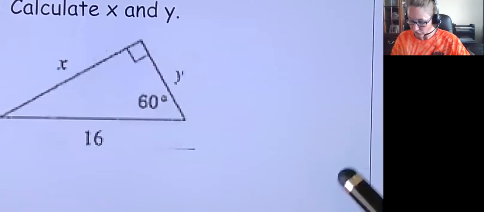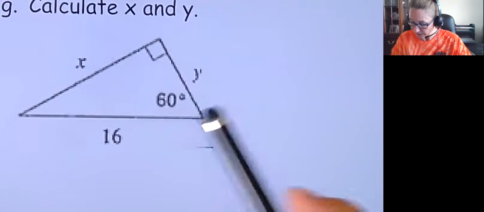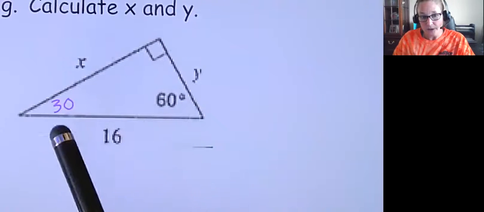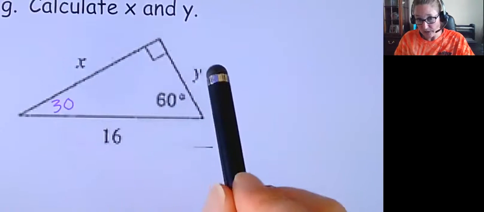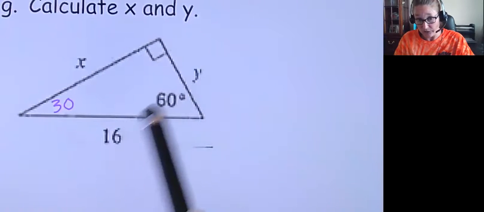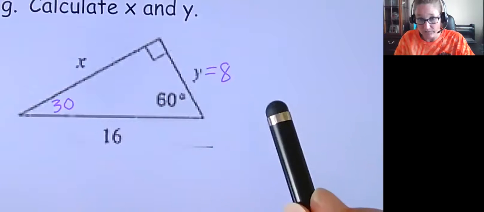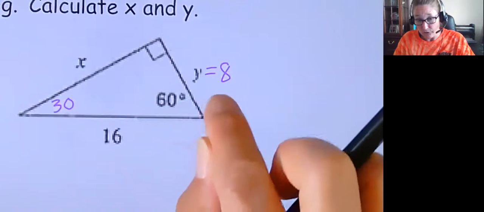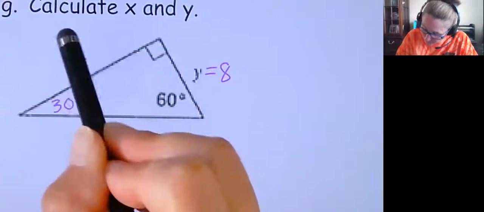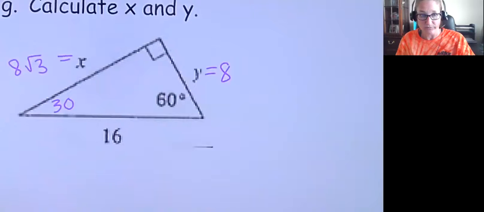Okay, so on letter G, this is a 30, 60, 90 right triangle. Okay, and let me just write the 30 in here. That is our 30. The side across from the 30 is always the shortest side, and that one is always half of your hypotenuse. Okay, so if this is 16, this is going to equal 8. Now, whatever's across from your 30, you times it by root 3, and you end up with your 60. So this is going to be 8 root 3, and that's your answer.